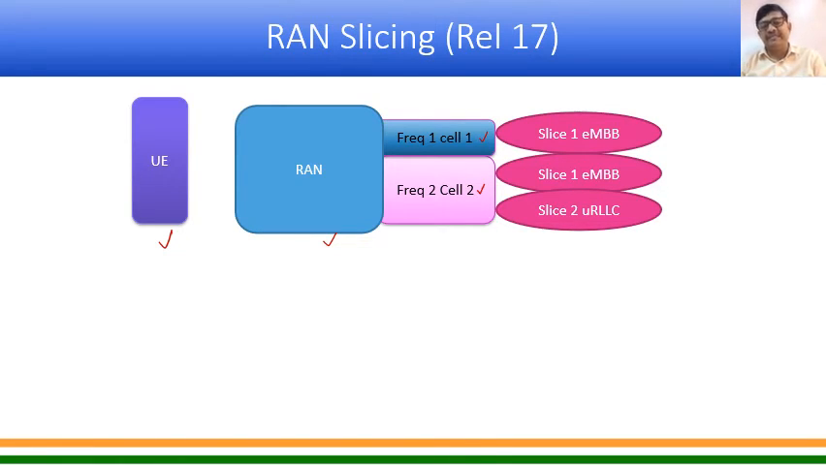It is defined in the network that this frequency, this cell will support slice 1, which is say the eMBB slice. Frequency 2, cell 2 will support slice 1, that is eMBB, and also slice 2, which is the URLLC slice. So this particular cell of frequency is supporting eMBB slice and also URLLC slice. This way you are able to distribute the resources, that is the radio resources, for different network slices.